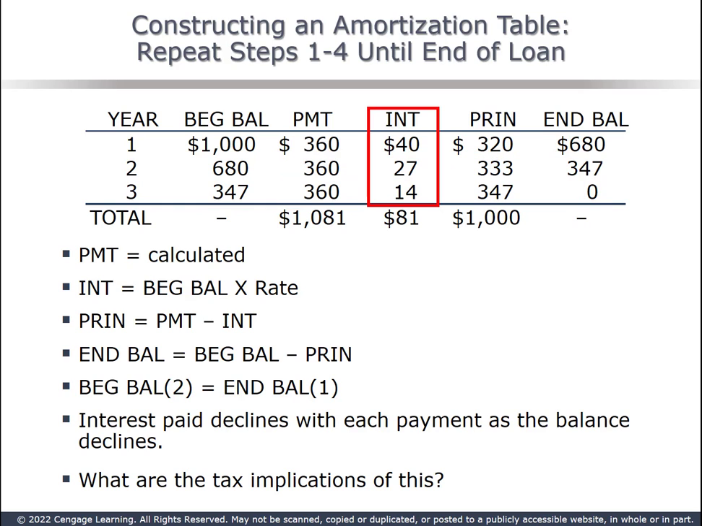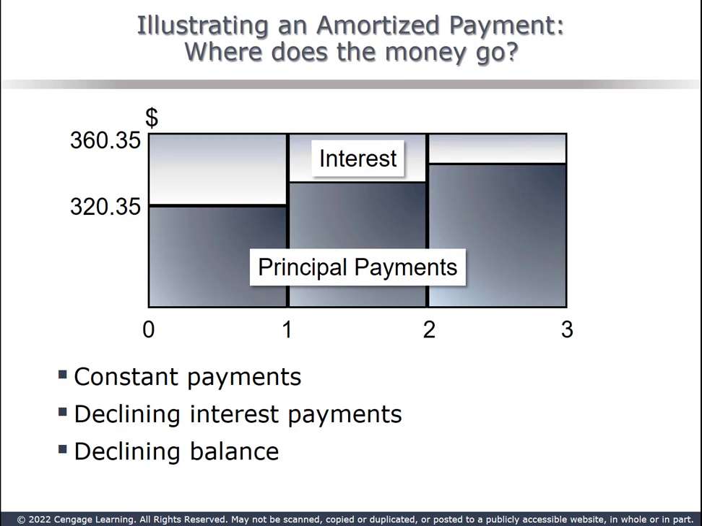Note that with each payment, the amount of interest declines and the amount applied to the outstanding principal increases. As shown in the amortization table, over time, interest paid declines, and the amount applied to the loan principal increases.